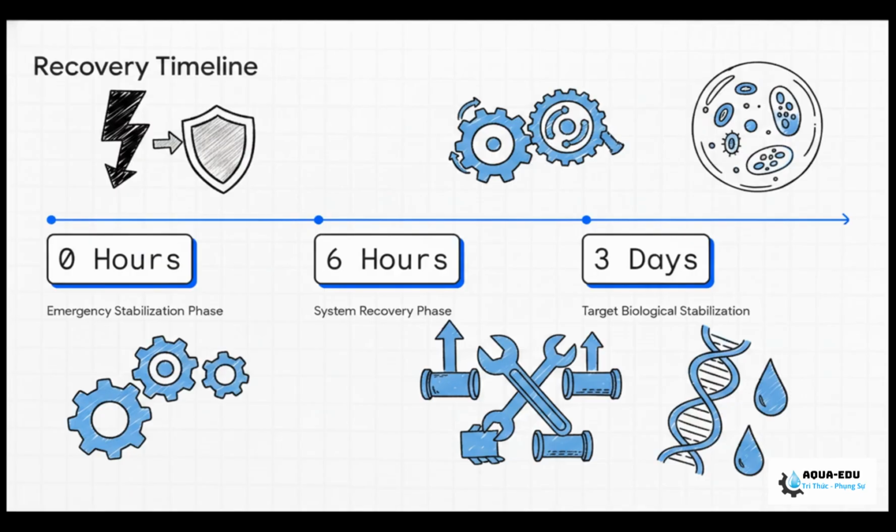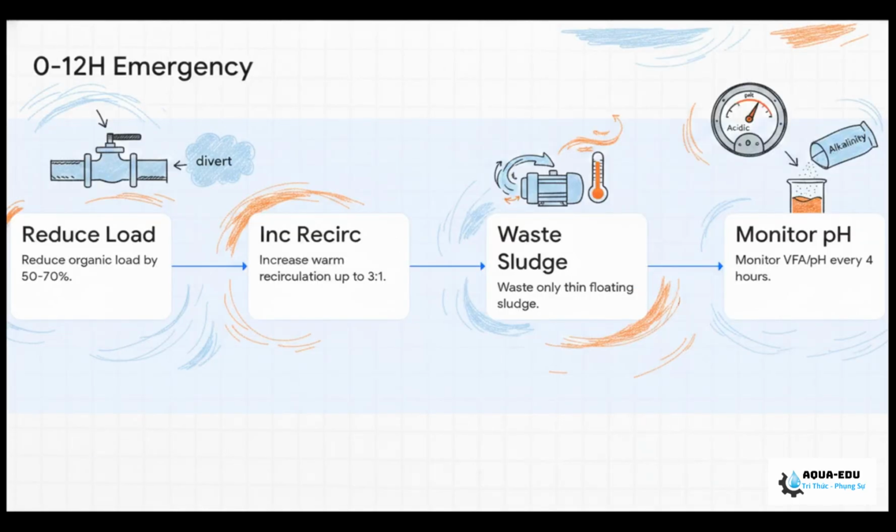At hour 0, we hit the emergency stabilization phase. By hour 6, we transition into mechanical system recovery. And by day 3, our target is full biological stabilization. So the crucial point is right here in the first 0 to 12 hours. You must immediately cut the organic load flowing into the USFB by 50 to 70%. Just divert the rest to your equalization tank.